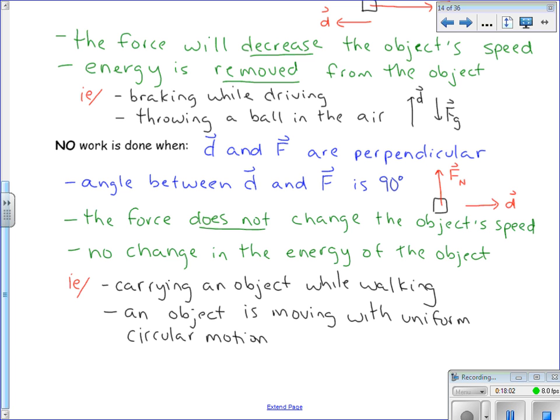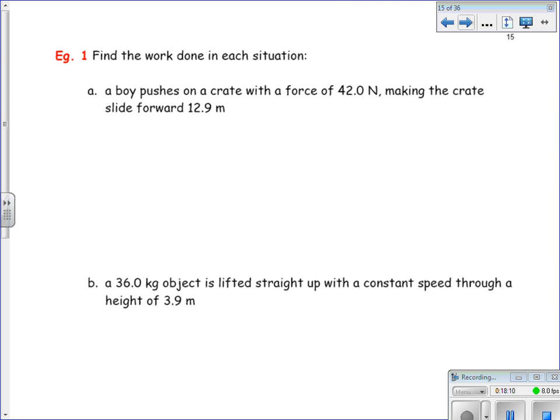Okay, so now we're just going to do a bunch of examples. So we have a few situations here where we just want to find the work done in each situation. So whether it's using a formula, using the work energy theorem, or finding the area under a force versus displacement graph, we are finding the work done.